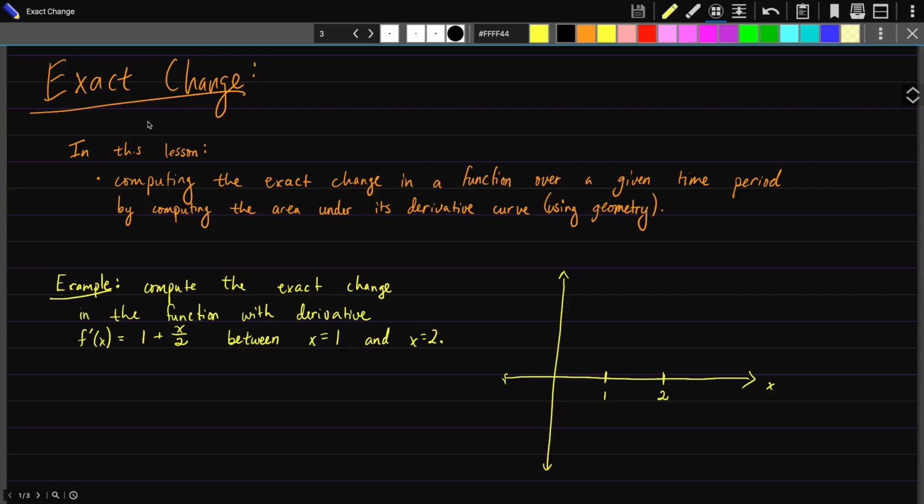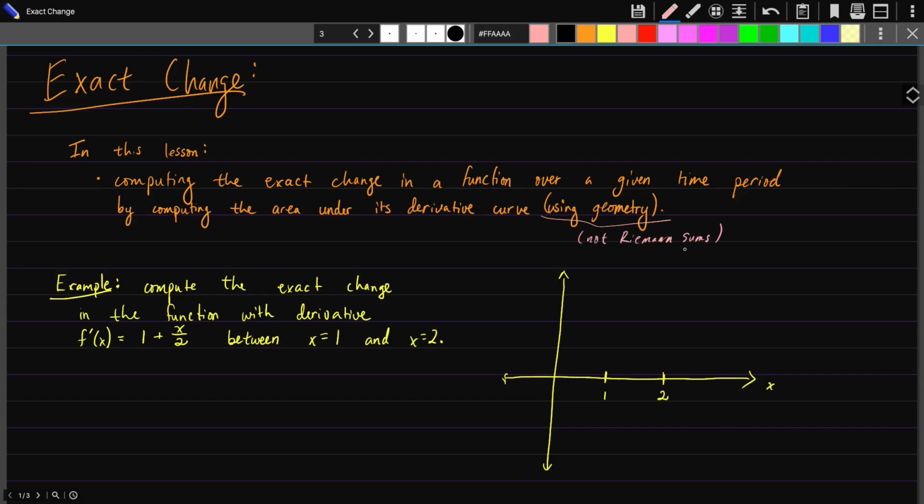So today I'm going to talk to you about exact change. In this lesson we're going to be computing the exact change in a function over a given time period by computing the area under the derivative curve of that function using geometry. Previously we had been using Riemann sums. This time we're going to be using geometry, and I think that's a blessing, right? Riemann sums were pretty difficult.